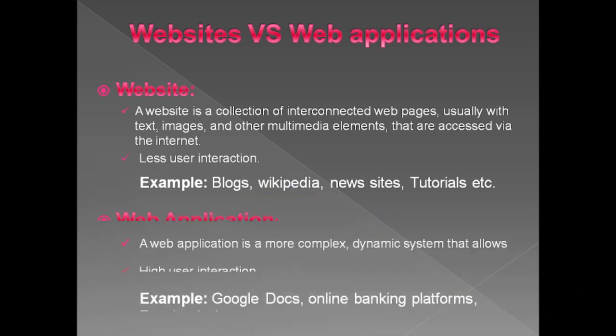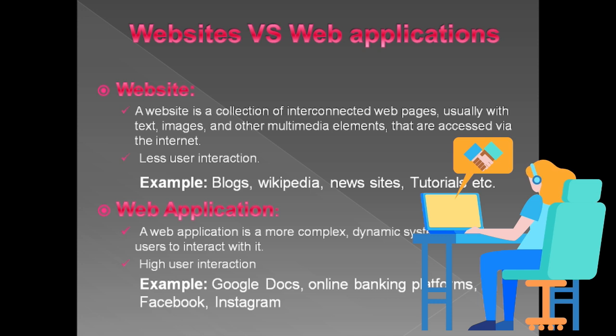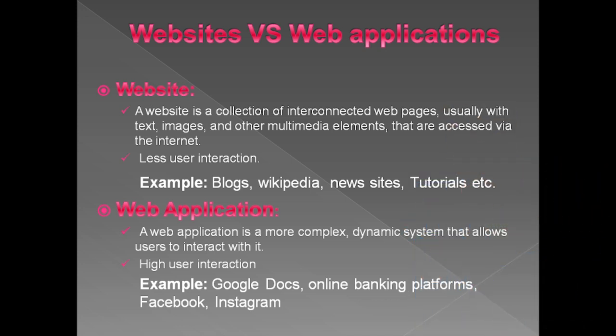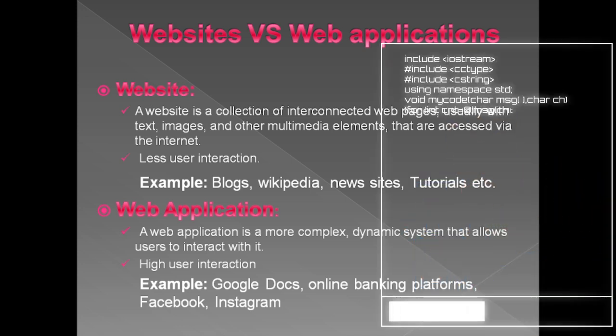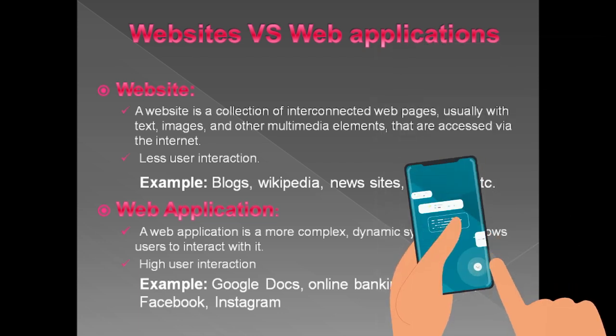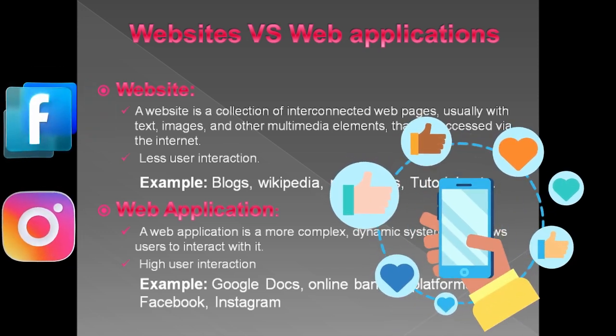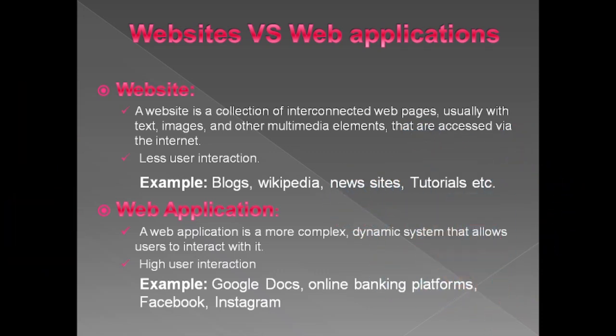Let's talk about web application. A web application is more powerful and interactive. It allows users to do things, not just view content. There is high user interaction like typing, uploading files, or using tools in real time. Examples of web applications include Google Docs, where you can type and edit documents, online banking platforms, where you can send money or check your balance, and Facebook or Instagram, where you can post, like, comment, and message. Web applications are usually more complex and dynamic compared to simple websites.